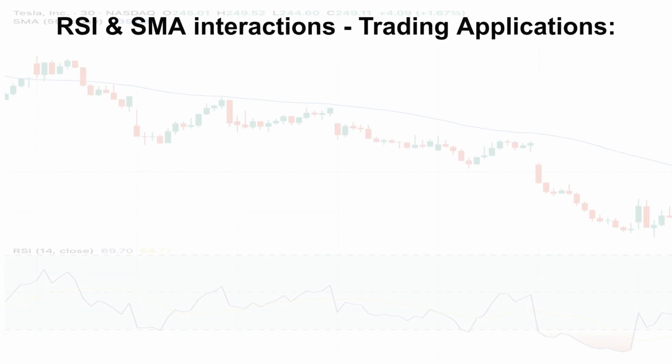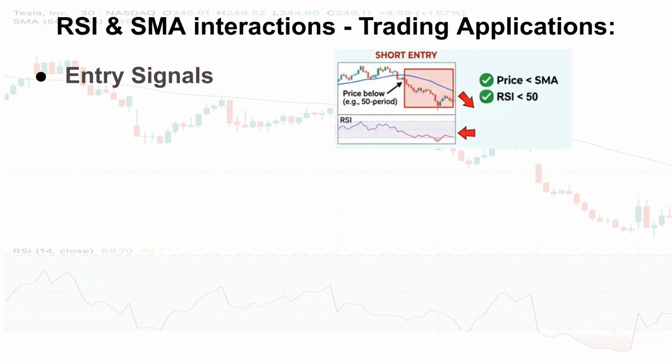Trading tip: understanding RSI and SMA interactions can significantly improve how you interpret market structure and timing. When it comes to entries, the alignment between momentum and trend is key. Short entries are typically considered when price breaks below the SMA and RSI crosses under 50, signaling weakening momentum. For long entries, there are two approaches.